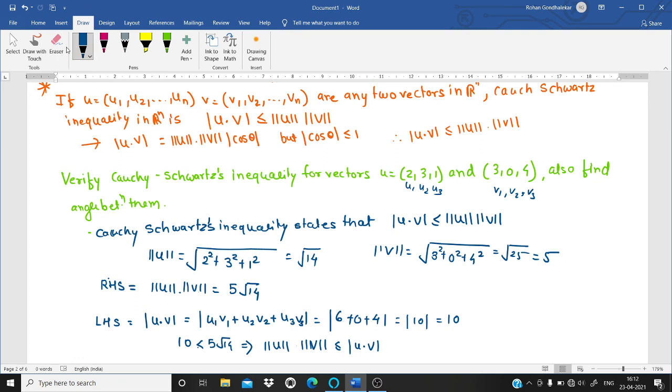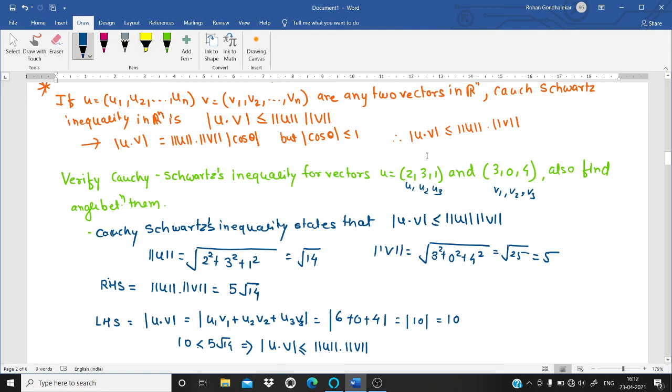Sorry, I made a mistake there while stating the statement again. Yeah, this is my LHS. So this gives me modulus of u dot v is less than norm u into norm v. That's correct. Sometimes it is less than or equal to. Fine. Now we need to calculate the angle between them also.